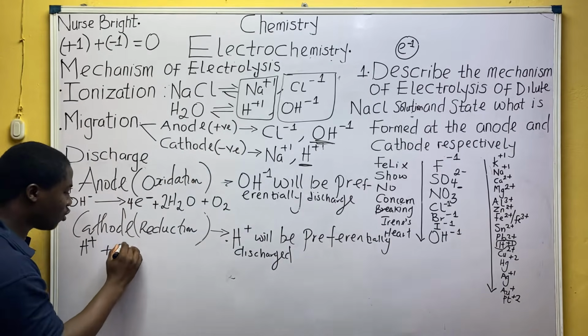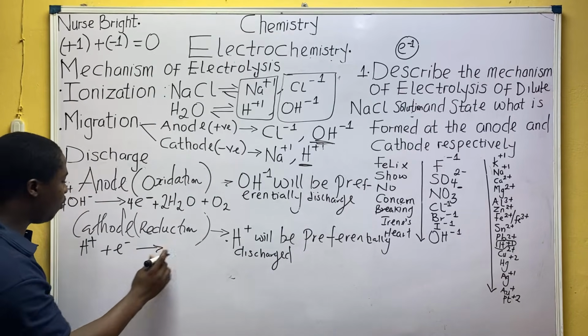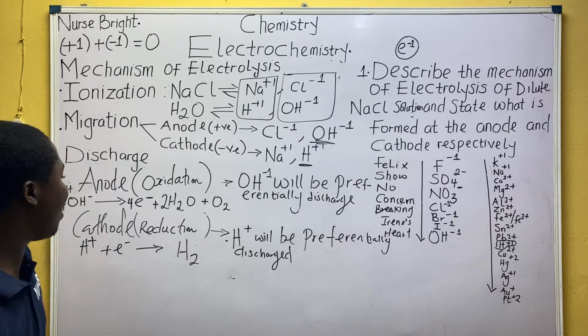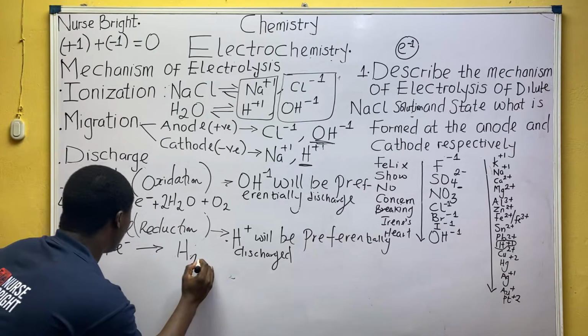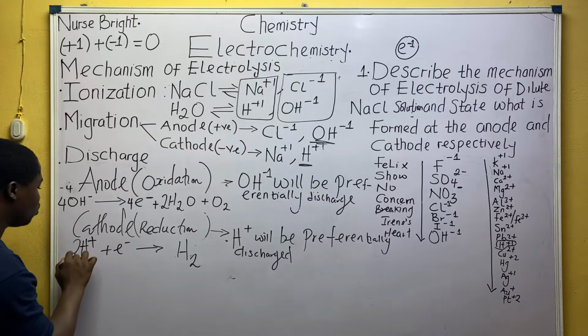So the gain of electrons. So what do we have? We basically form what? Definitely we must ensure that what is on our right and our left are the same thing. So hydrogen, and hydrogen doesn't just stand like this. Hydrogen stands as a gas. So we must balance. We have 2 hydrogen on our right, and 2 hydrogen on our left.